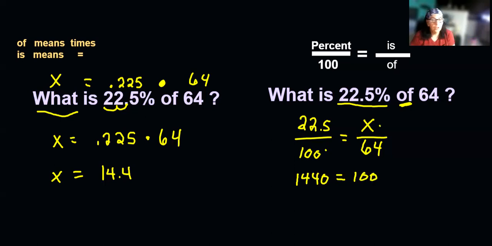But I don't want 100X. We want to know what X is. It's 100 times X, so we need to divide. Let me get a different color out. I'm going to divide both sides by 100. And when I do that, we're just moving the decimal 2 places, and I get 14.4. And that's my answer.